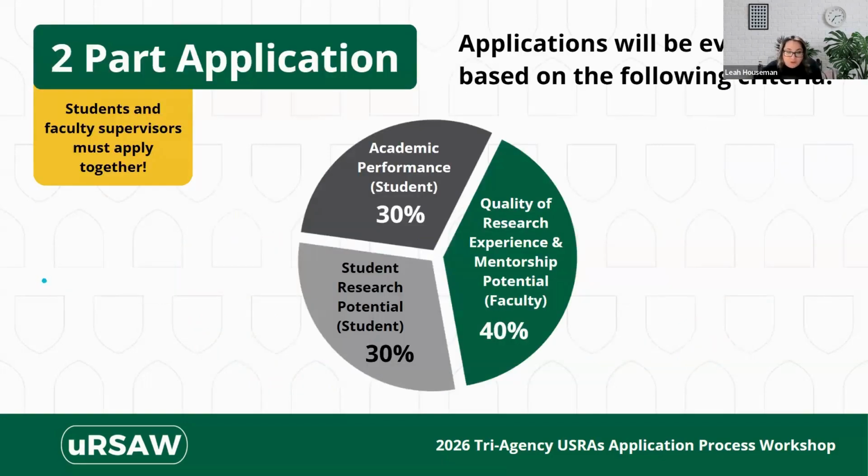Also, here is a really quick reminder of the evaluation criteria. So 60% of the total score comes from the student portions of the application, academic performance and research potential, and then 40% comes from the faculty portion. So students and faculty supervisors must apply together and complete the application together.